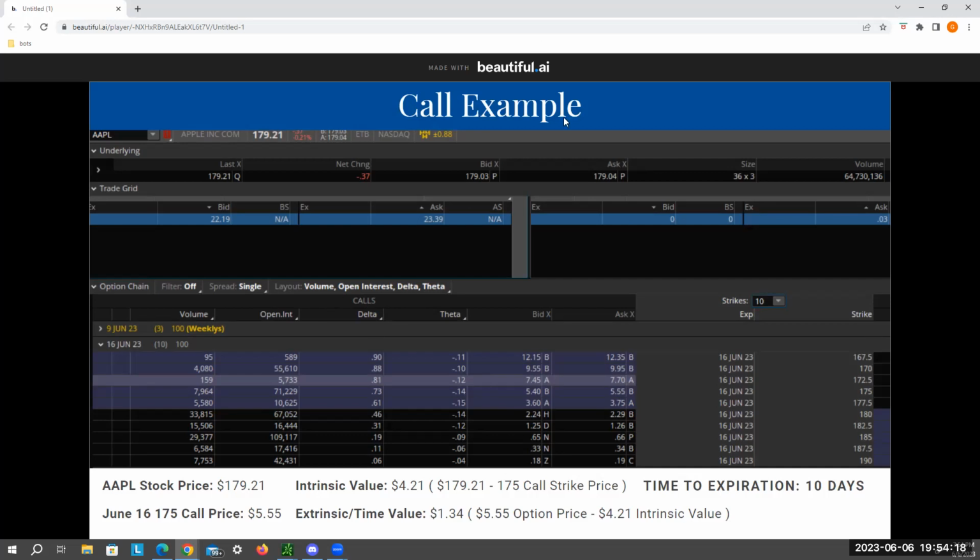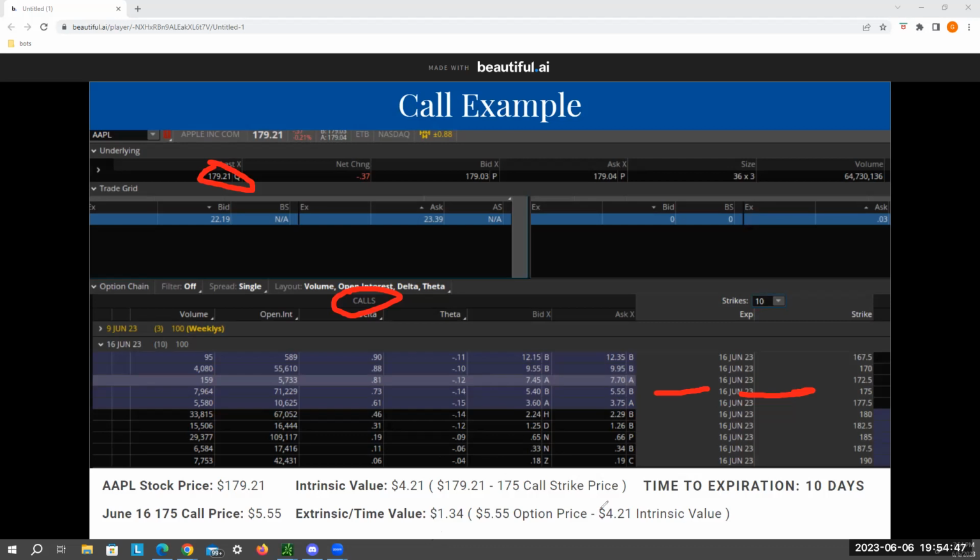Let me draw on here for you again. Calls, right? We're looking at calls here. Not only looking at calls, but we're looking specifically at the 175 calls. As you can see, they're in the money. Why are they in the money? If you guys remember from our first lesson, in the money states that the strike price is below the current asset's price. So our current asset's price is 179.21 and our strike price is 175. As you can see, it is above.